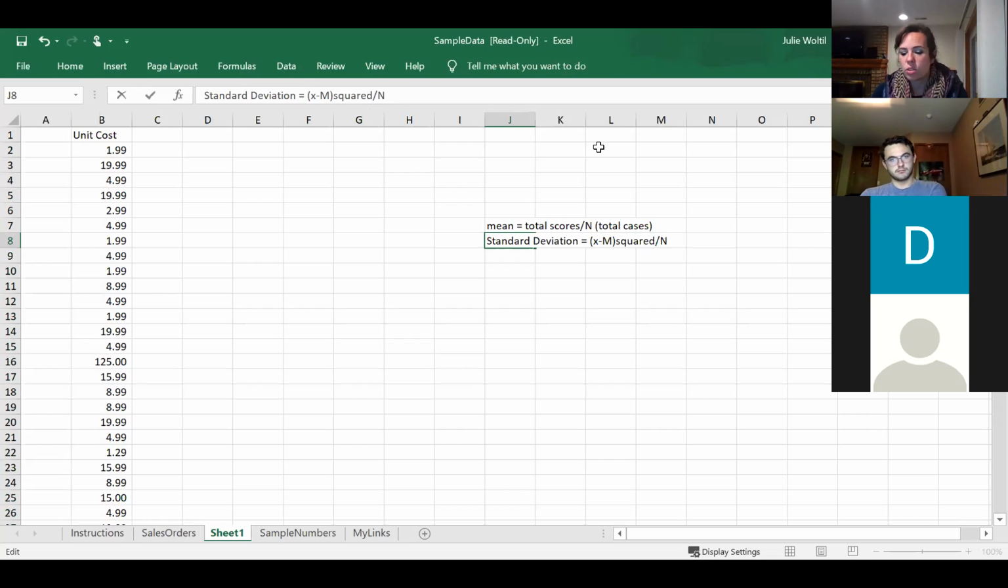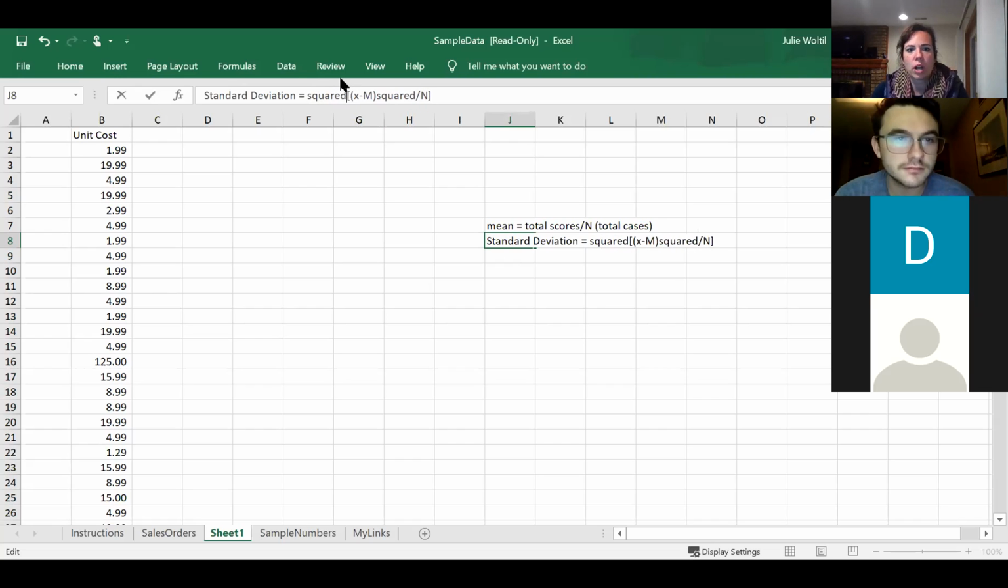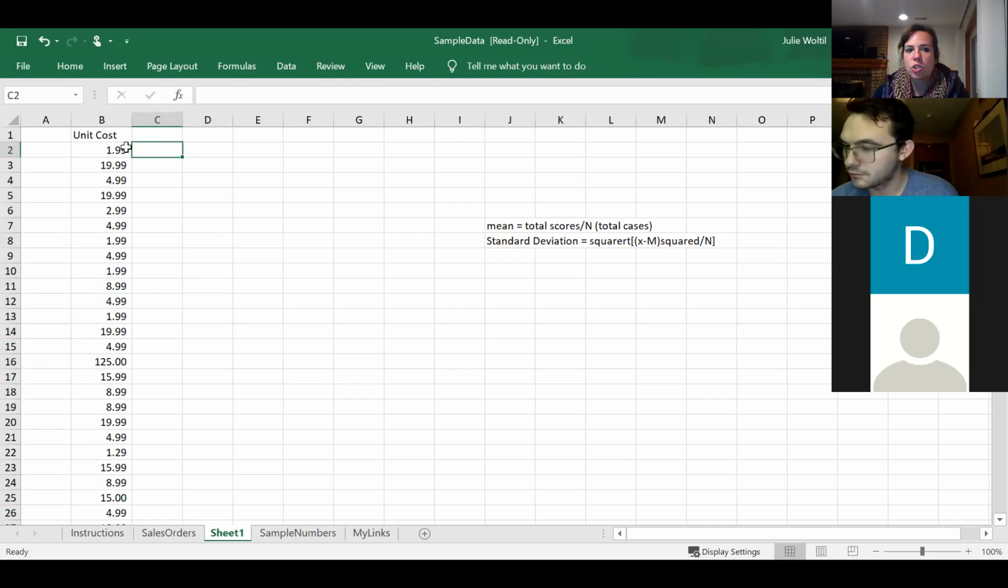And then what do we need to do to the whole thing? Square root it. Then we need to square root it, right? Okay. I feel like this is not helpful because it's weird writing, but square root. Okay, so the first thing I need to do is take each score and minus it by the mean. So I could do here, again, I'm going to do my columns because that's the easiest, minus, what was my mean?